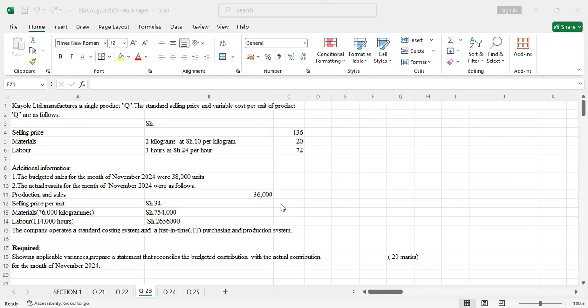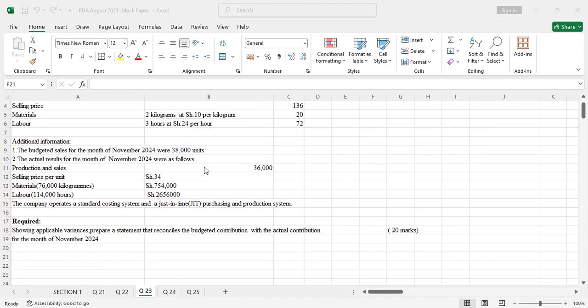So today I'll do question 23 and I'll read the question straight away. Coyote Limited manufactures a single product Q. The standard selling price and variable cost per unit of product Q are as follows. We have the selling price, materials, labor, then additional information.